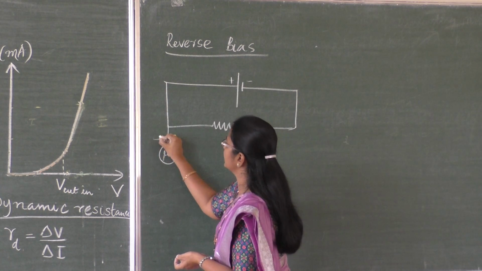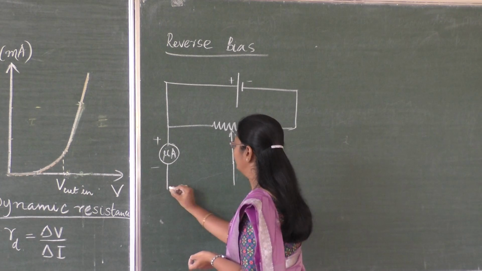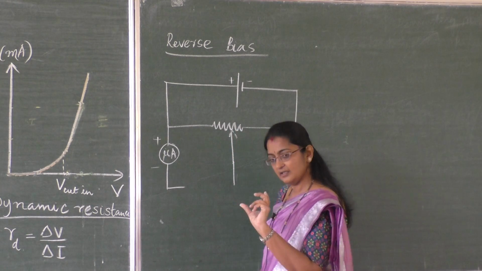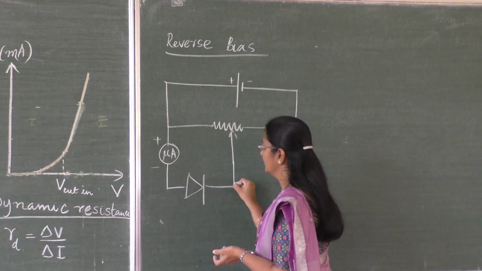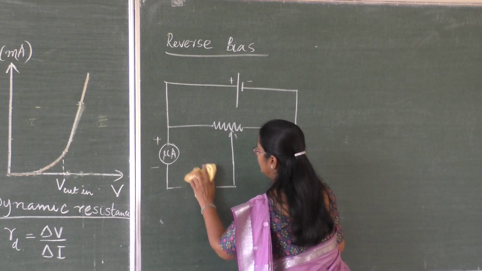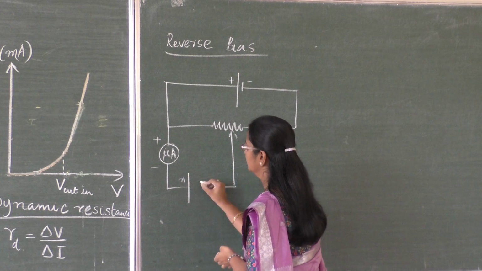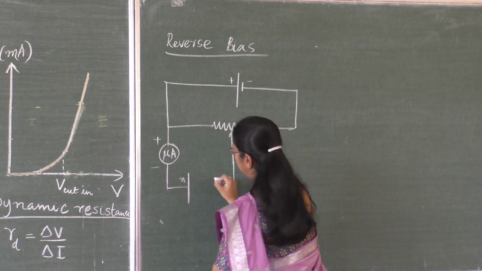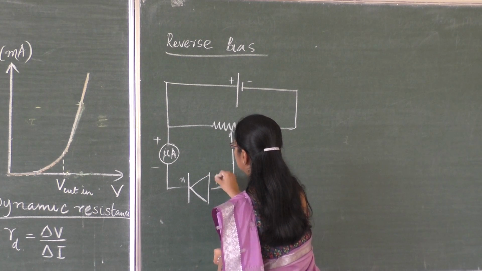Again here this terminal will be positive, here negative. And the diode, we just have to tilt it. In the earlier case it was like this, where we connected P and N in forward bias. Now we just have to reverse it. Now here it becomes N, and P will be this way.